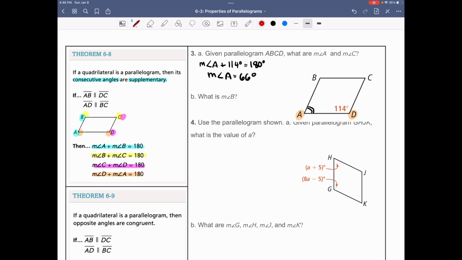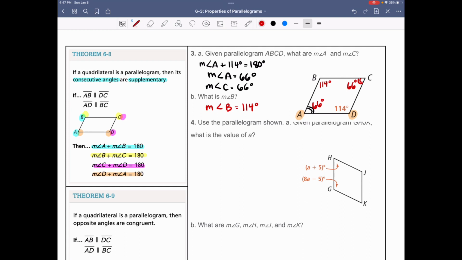If we know that, we can figure out all of the other angles. So angle C would also be 66 degrees because it's supplementary with D. What is the measure of angle B? Well, it would have to be 114 because it would have to add with 66 to get 180. So the measure of angle B is equal to 114 degrees.